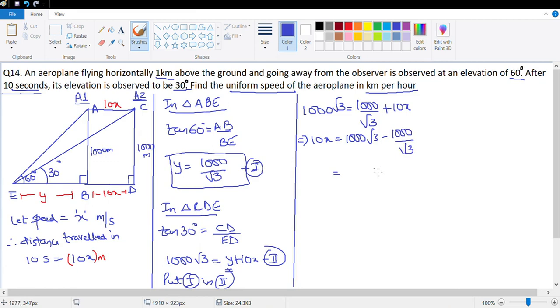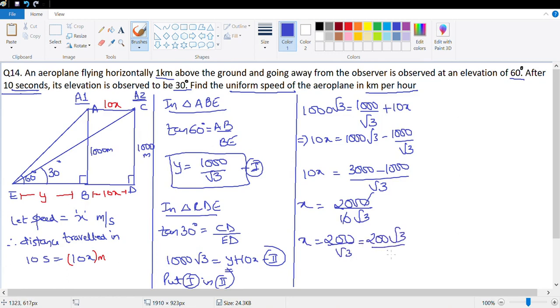Let's take the LCM. 10x is equal to 3000 minus 1000 upon root 3. X is equal to 2000 upon 10 root 3. X is equal to 200 upon root 3, which is 200 root 3 upon 3. Done. Again, some calculation which we need to do.